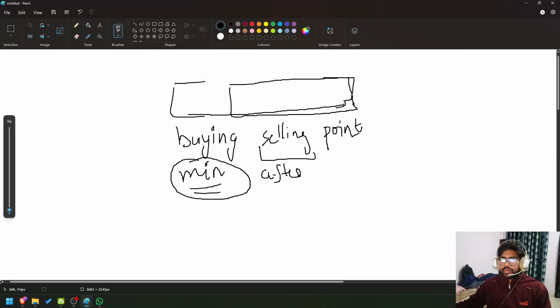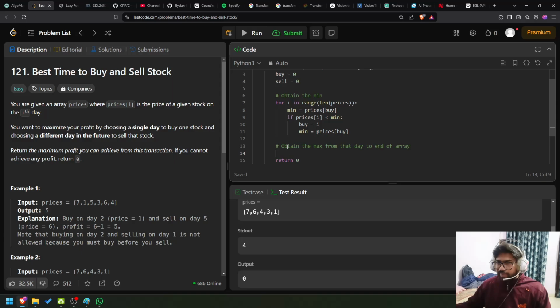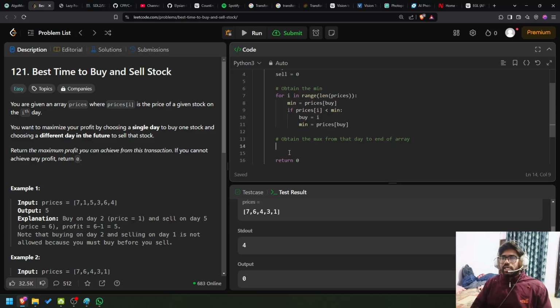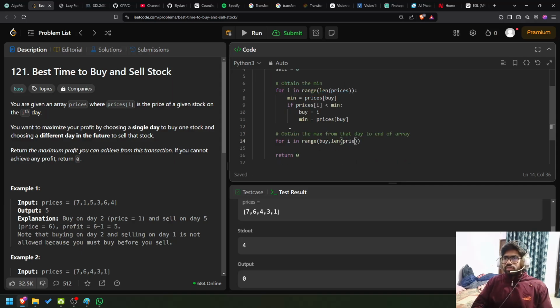Okay, if my minimum element was this, now I have to look ahead and check what is the maximum value here. Then we subtract the 2 and that is our profit. Straightforward, fairly easy. Okay, for i in range, I'd say, is it inclusive or exclusive? Do I need len of prices? Okay, I don't know.